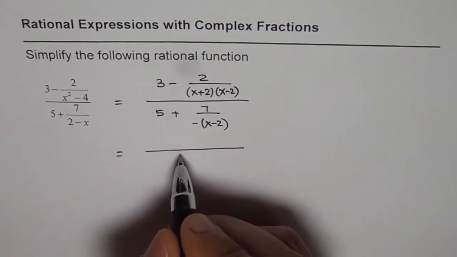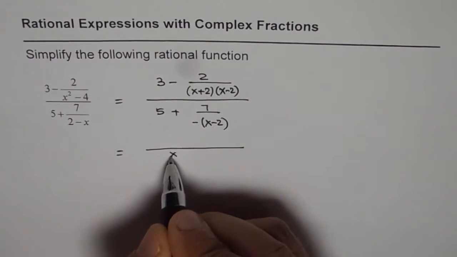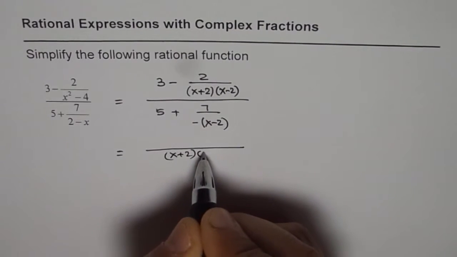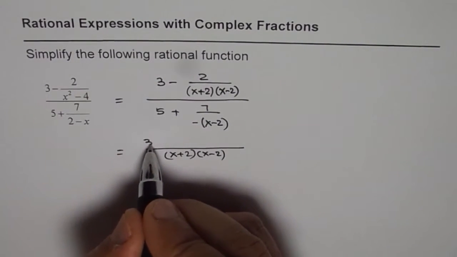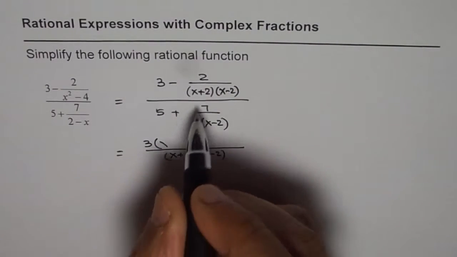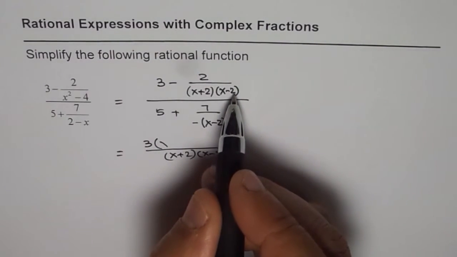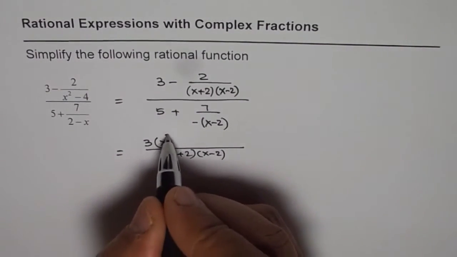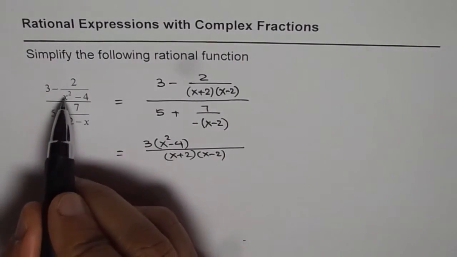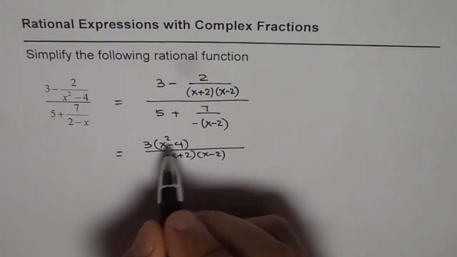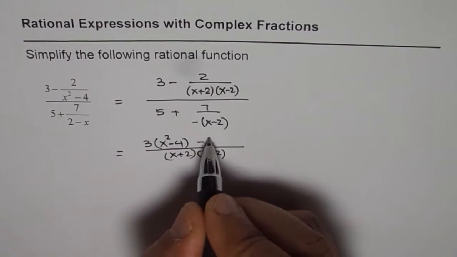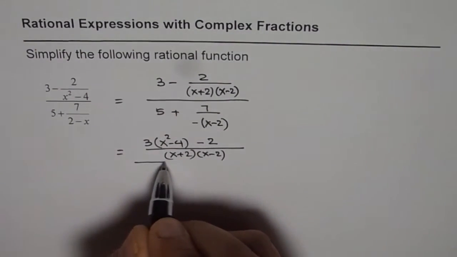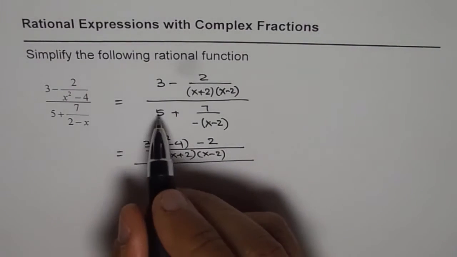So we have a common denominator of x plus 2 times x minus 2 in the numerator part. Now this 3 should get multiplied by x plus 2 times x minus 2, which is indeed x squared minus 4. It's not a bad idea to write x squared minus 4 since we need to expand, and we'll get the same result, minus 2. That's the numerator part, and then we have everything over.